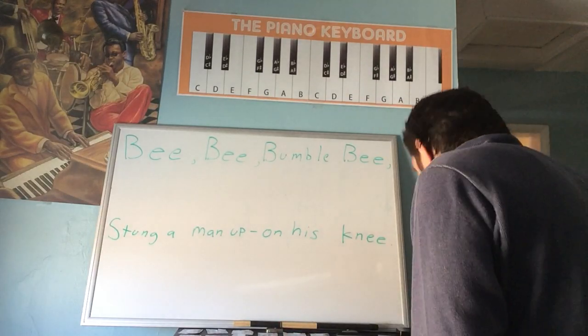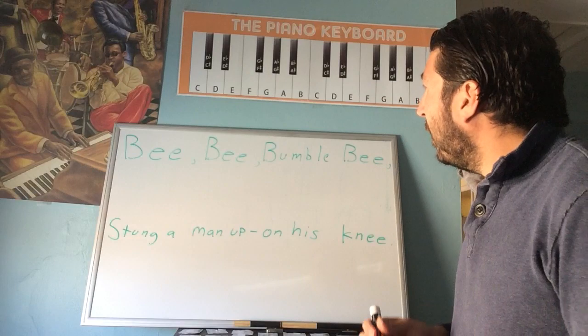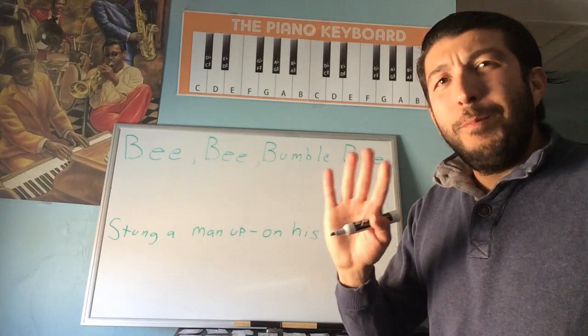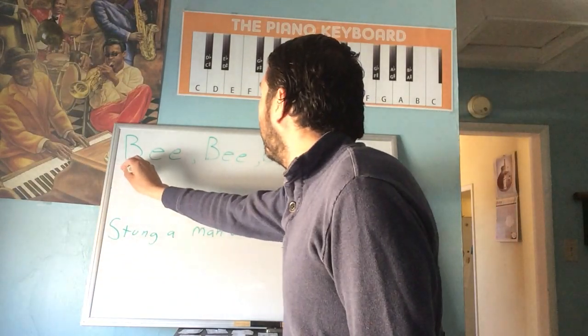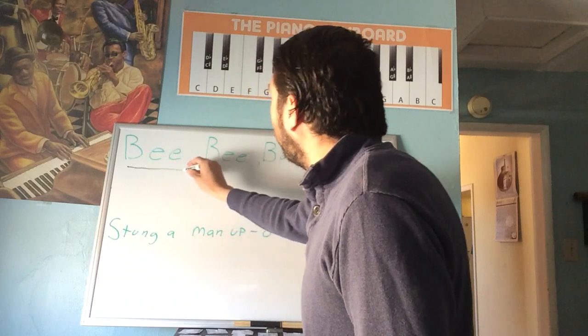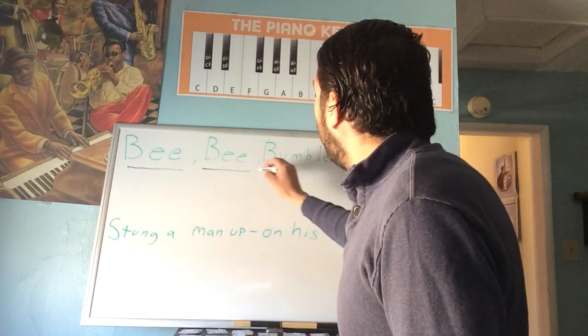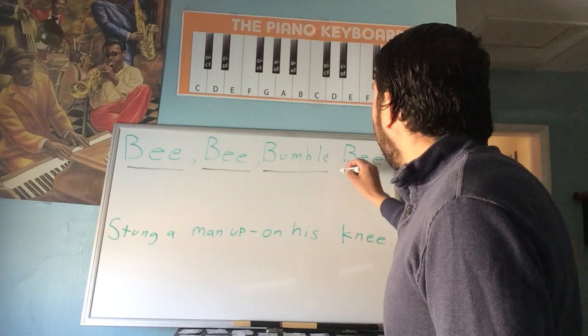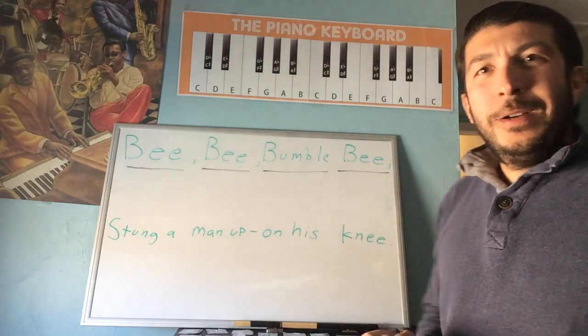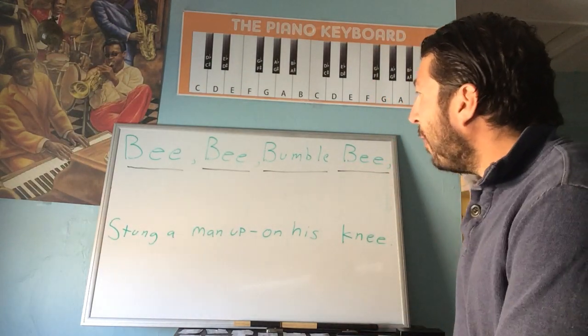So I'm gonna use my marker to kind of draw 4 beats. I'm just gonna draw a black line. 1, 2, 3, 4. 4 beats. Let's try the bottom one.